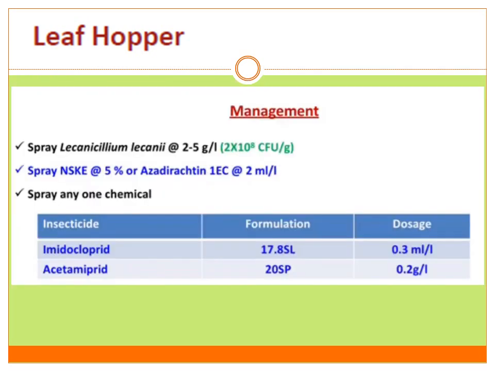To control leaf hopper, you can spray Lecanicillium lecanii at 2 to 5 grams per liter, or spray NSKE, or spray one of the chemicals like imidacloprid and acetamiprid.